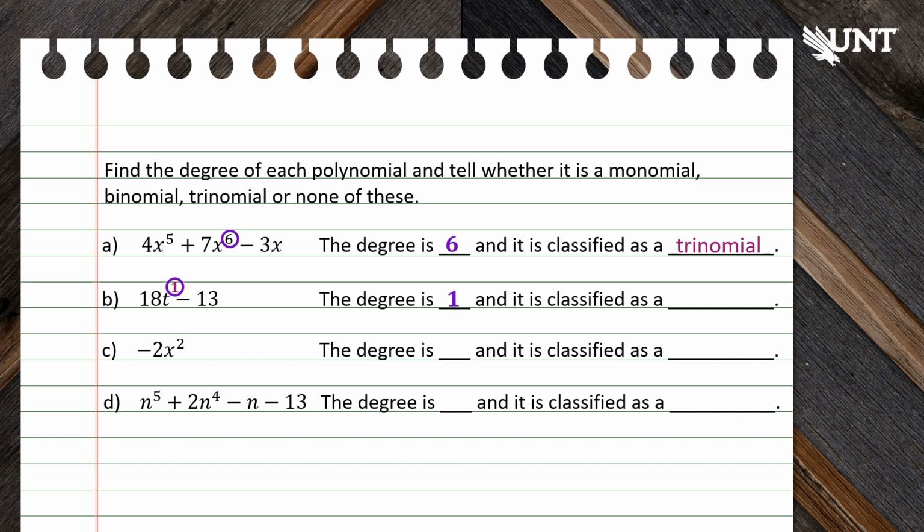Now, what type of polynomial? How many terms does it have? Well, again, terms are separated by plus and minus signs, so in this case, this has 2 terms, so we call it a binomial.